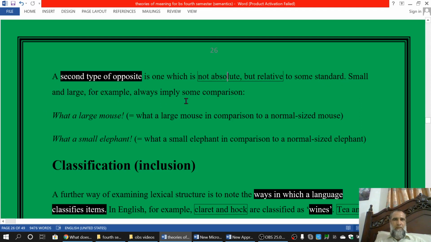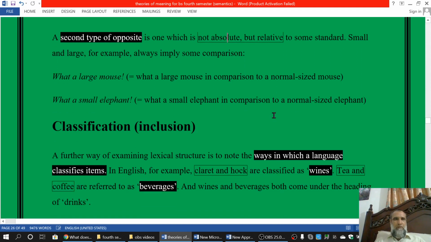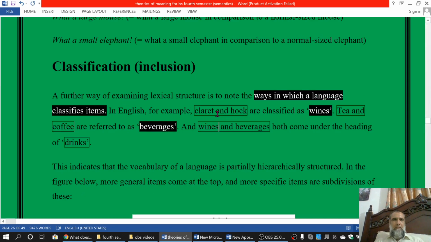Small and large for example always simply imply some comparison. Small اور large میں کوئی comparison ہمیشہ چھپا ہوتا ہے. What a large mouse سے مراد ہوگا کہ what a large mouse in comparison to the normal size mouse, اور what a small elephant کا مطلب ہوگا what a small elephant in comparison to a normal sized.